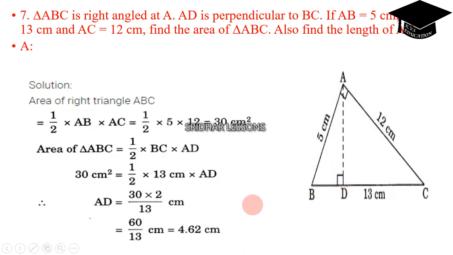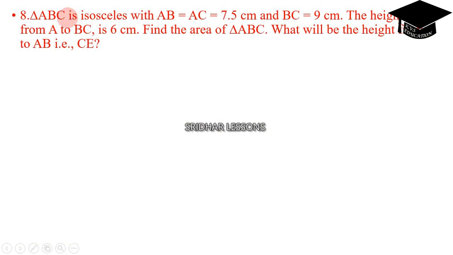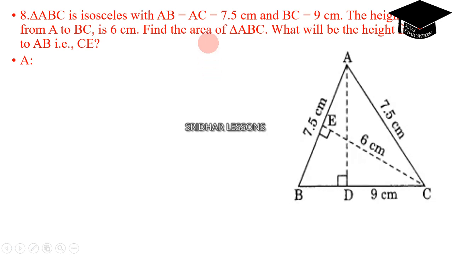The next question is question number 8. Triangle ABC is isosceles with AB equal to AC equal to 7.5. This is an isosceles triangle, so two sides are equal with 7.5 centimeters and BC is equal to 9 centimeters. The height AD from A to BC is 6 centimeters.